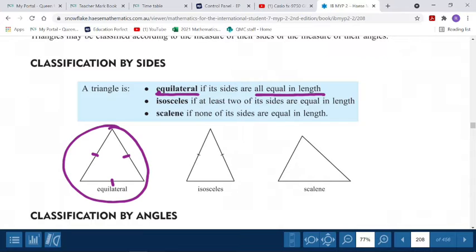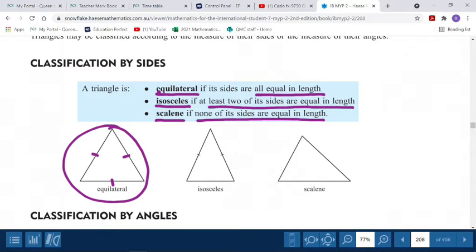All right. The second type of classification by side is called isosceles. Really bad, really Greek words, sorry. But trigonometry usually uses Greek words. And in that case, at least two of its sides are equal in length. So at least two of the sides are equal in length. And finally, the last one is called scalene. And that's none of the sides are equal. They're all different. So scalene, they're all different.